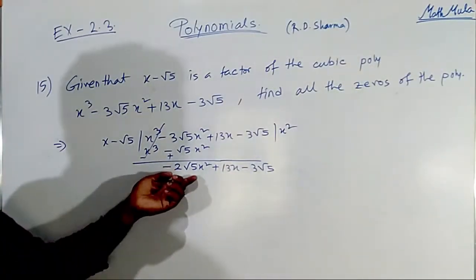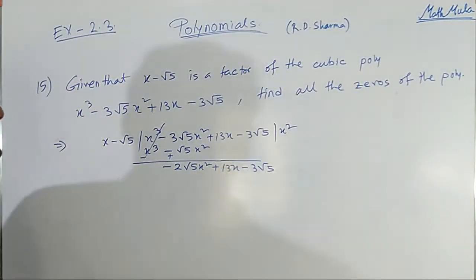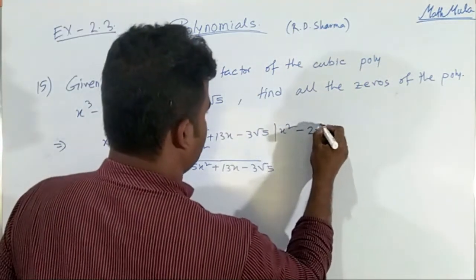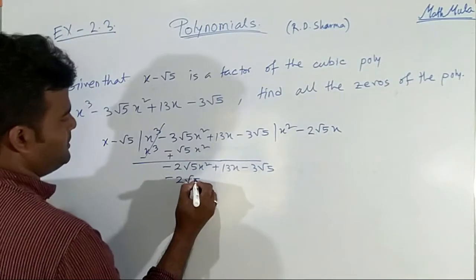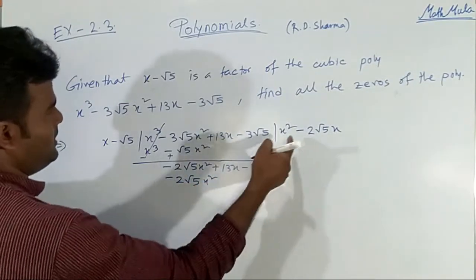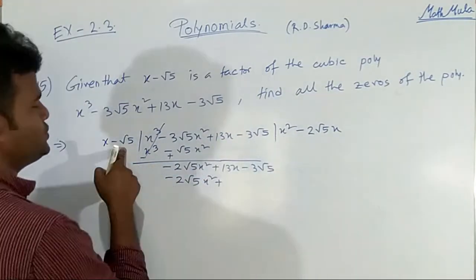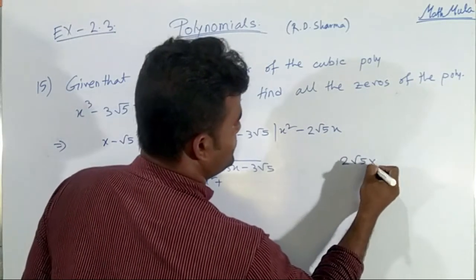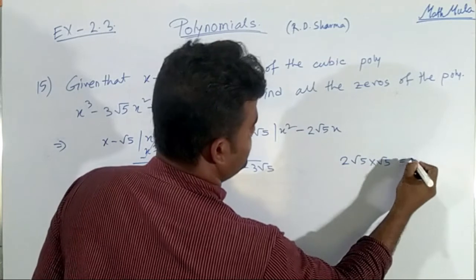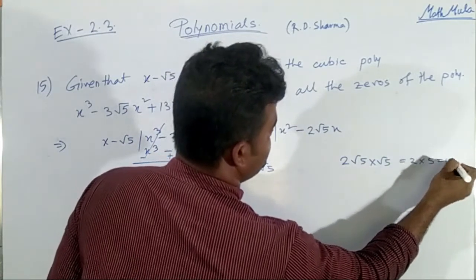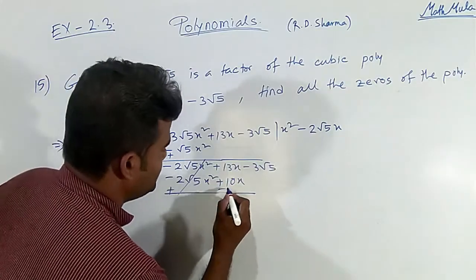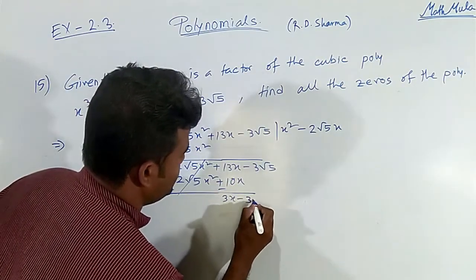Now the leading coefficient is minus 2 root 5, so you have to multiply the divisor by minus 2 root 5 x. It will be minus 2 root 5 x square, and minus into minus plus 2 into 2 root 5 into root 5, that is 2 into 5, which equals 10. So this is 10x. Now subtract it. 13 minus 10, that is 3x minus 3 root 5.